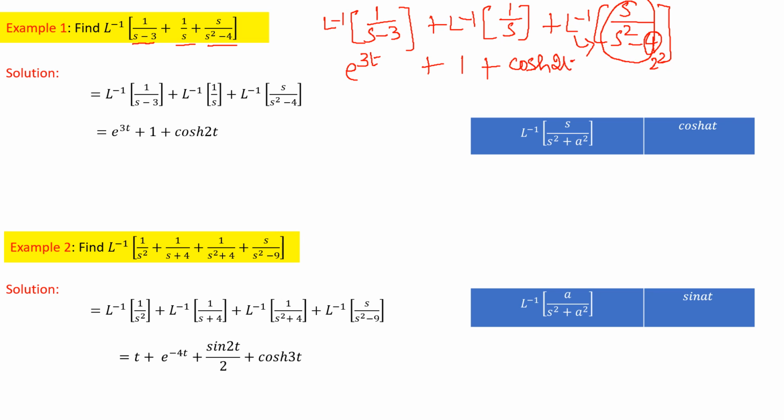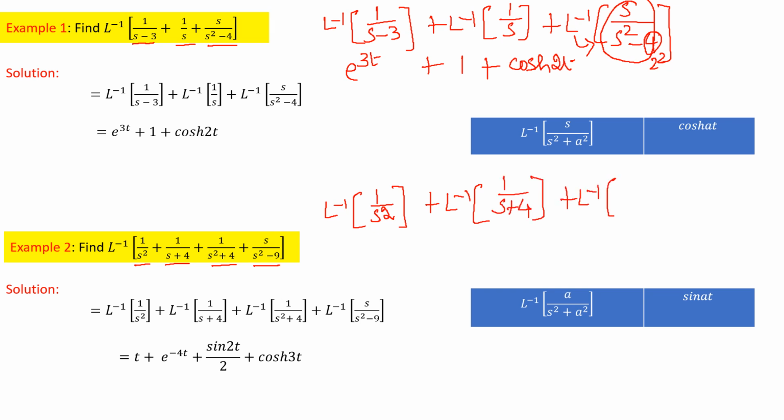Question number 2. L inverse of 1 over s squared, plus 1 over s plus 4, plus 1 over s squared plus 4, plus s by s squared minus 9. So we have to split every term and we will take L inverse for each and every term. The first term will become L inverse of 1 over s squared, plus L inverse of 1 by s plus 4, plus L inverse of 1 by s squared plus 2 squared, plus L inverse of s by s squared minus 3 squared.